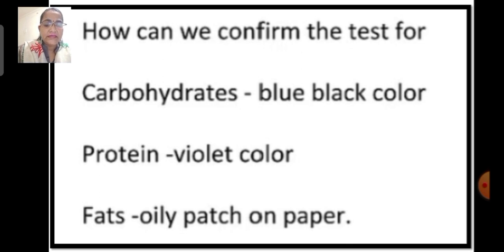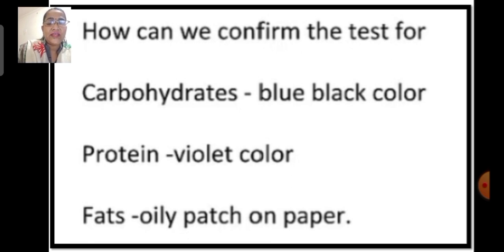Next, if we add some water to the food item that we need to test for protein, and in that we add 2 drops of copper sulfate solution and 10 drops of caustic soda, and if the color of the solution changes to violet, that means protein is present in that food item.